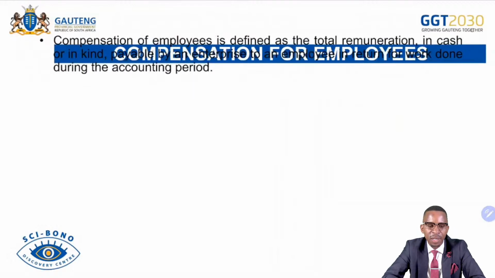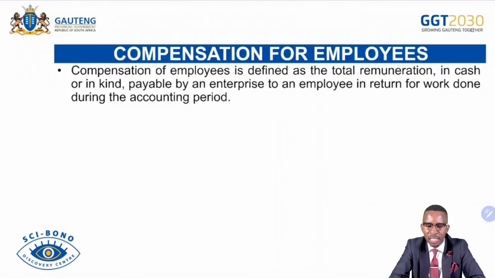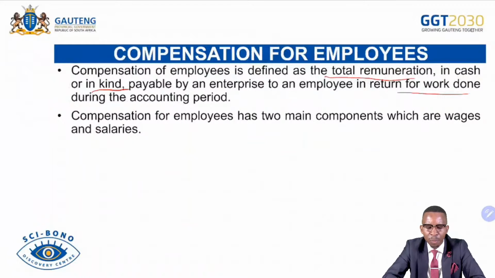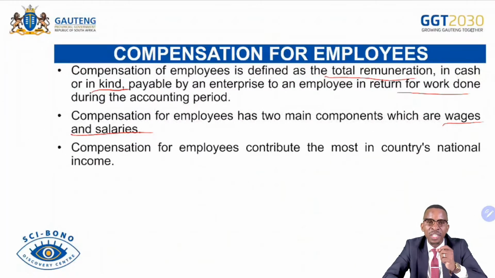Compensation for employees explained. Compensation for employees is defined as the total remuneration or income, in cash or in kind, payable by an enterprise to an employee in return for work done during the accounting period. It has two main components, which are wages and salaries. So that's labor we are talking about. I am sure it's clear now.